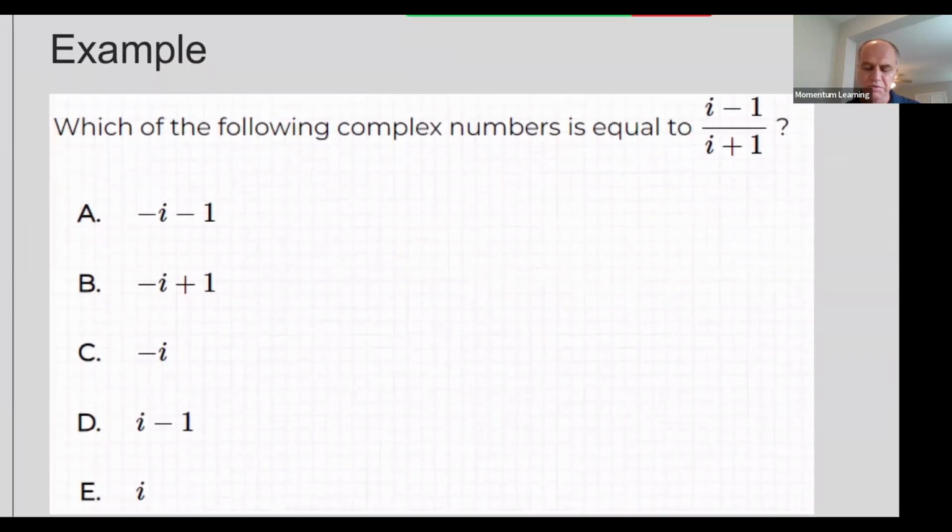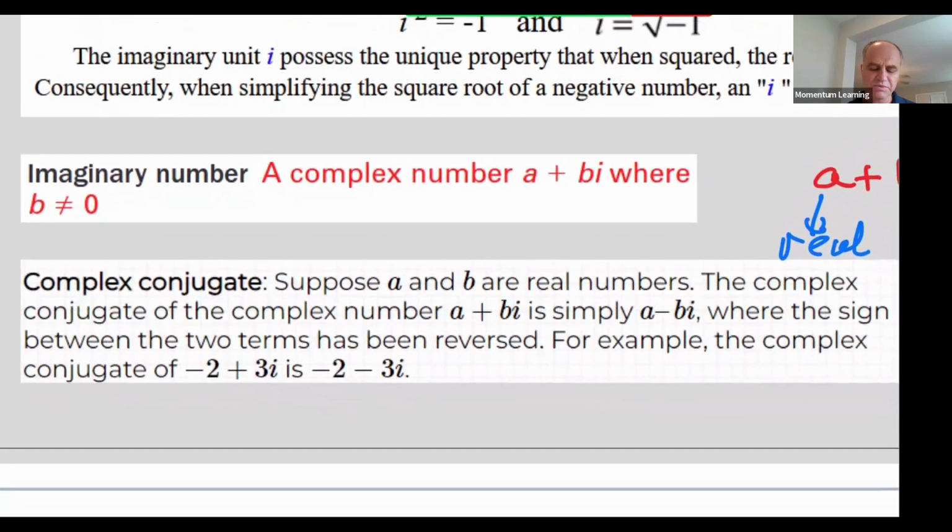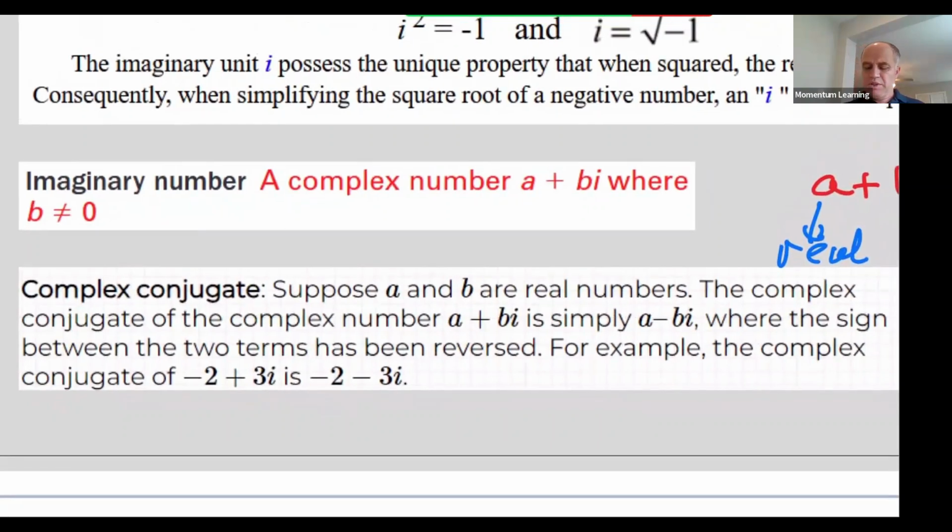Here we have a question, but it says there's a definition for complex conjugate. We have real numbers a and b, but a plus bi, when we add i, that turns out to be a complex number. And these two are conjugates of each other. Between terms, we have the reverse operation only: a plus bi, a minus bi. Why do we need this one? Why do people talk about the complex conjugate?